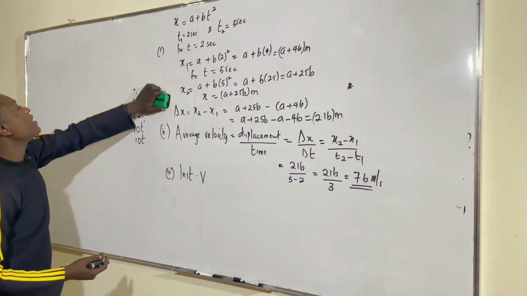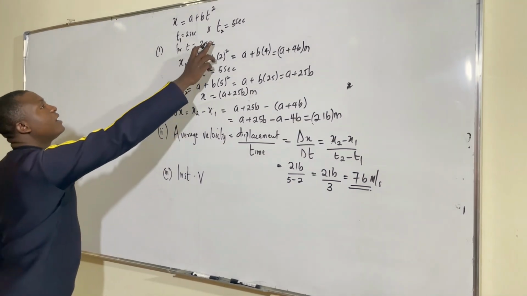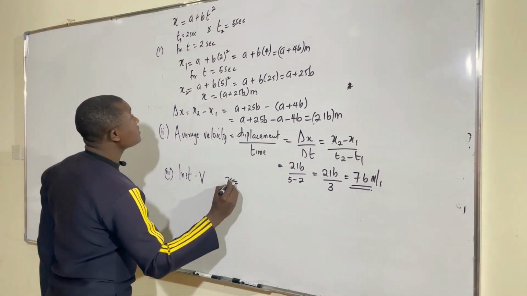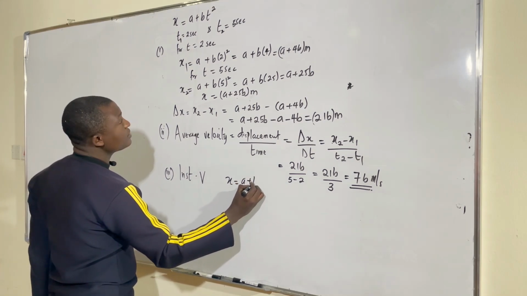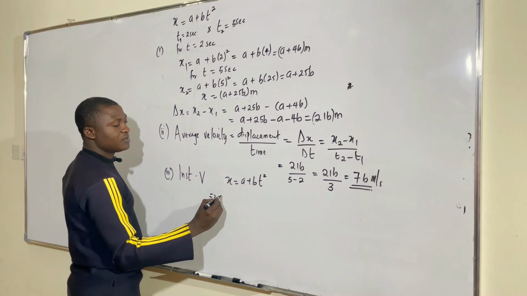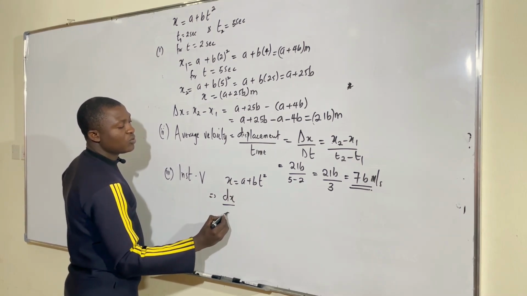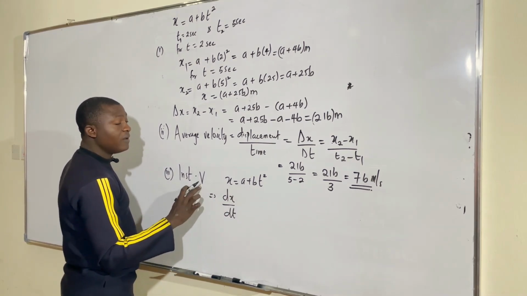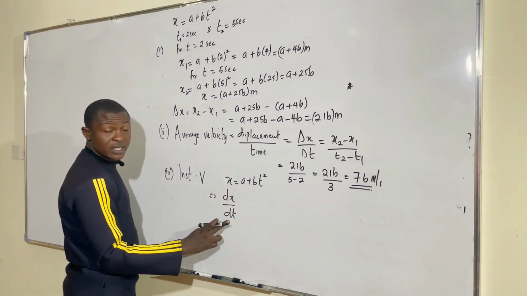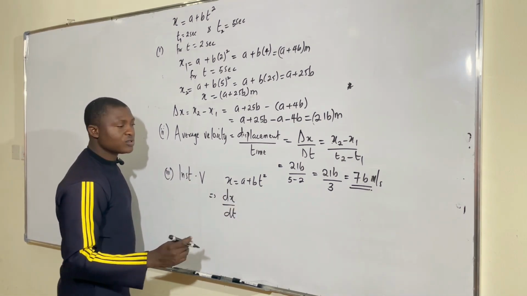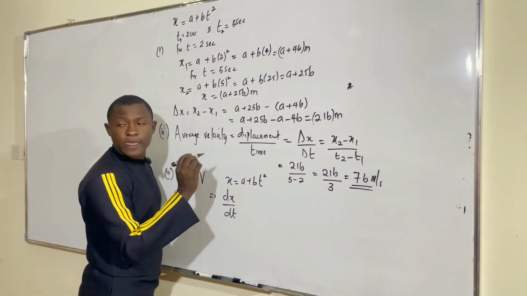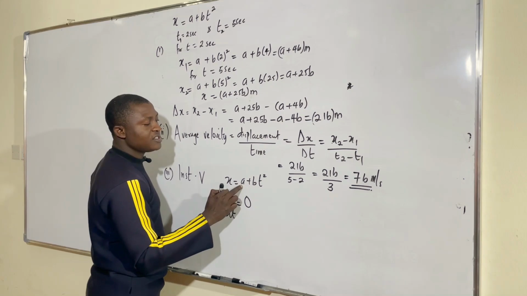So that means for me to find the instantaneous velocity, I have to differentiate this function. We are given that x is equal to a plus bt squared. Now look at the way I will differentiate it. That means we have dx over dt, because velocity is still displacement over time. It's not going to be dx over da, because a and b here are just constants. The differential of a is going to be 0, because you don't have any t here.